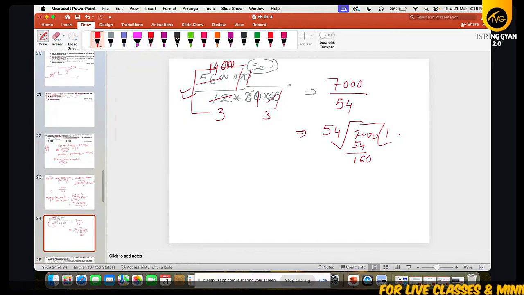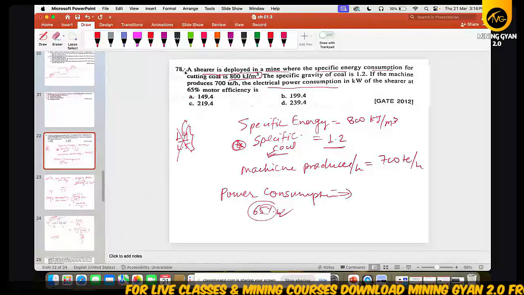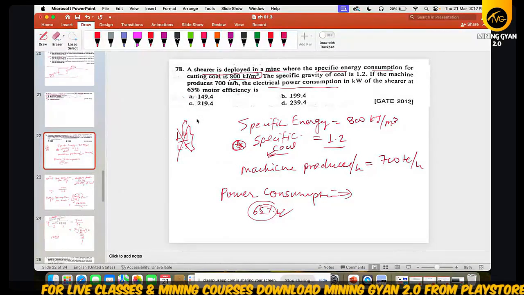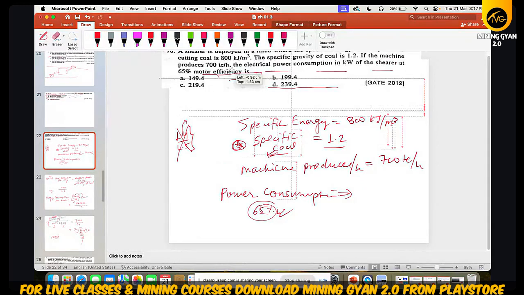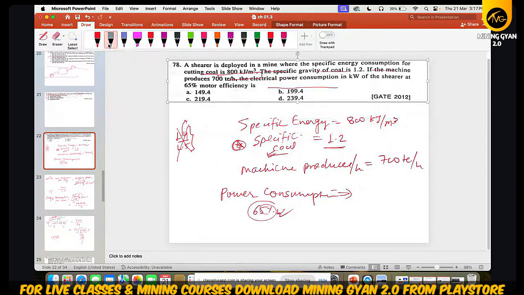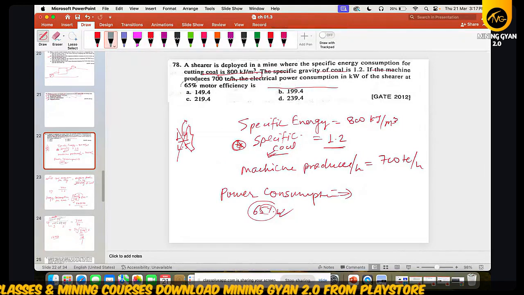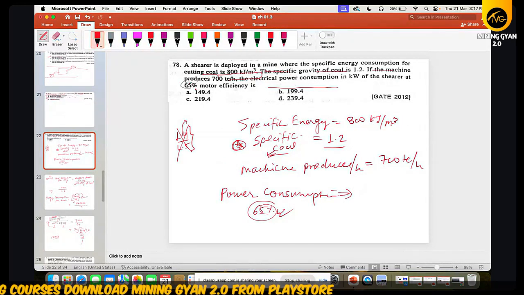So like that you can solve it. The answer will be 129.63, so we calculated. Okay, but we have not taken the value of efficiency. So we have to consider the efficiency.